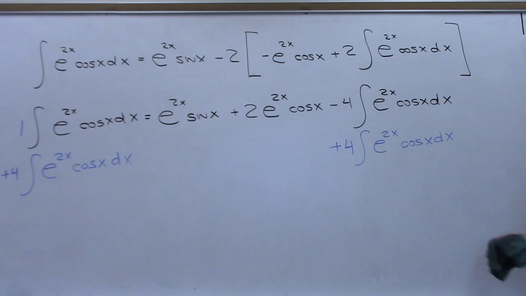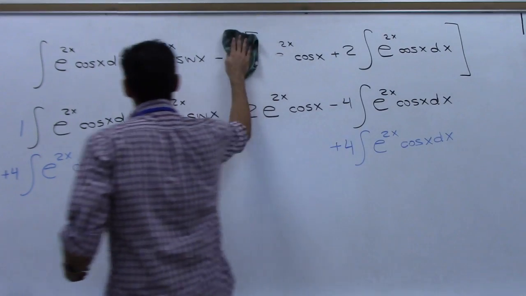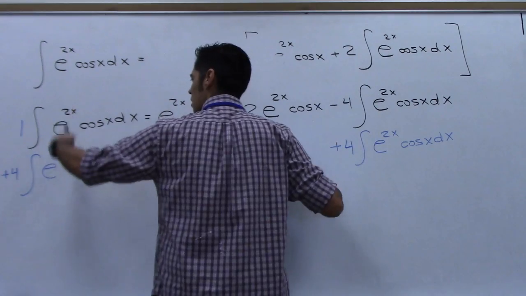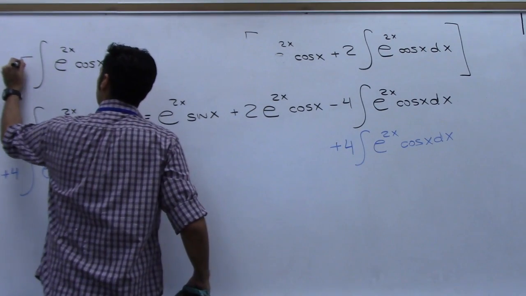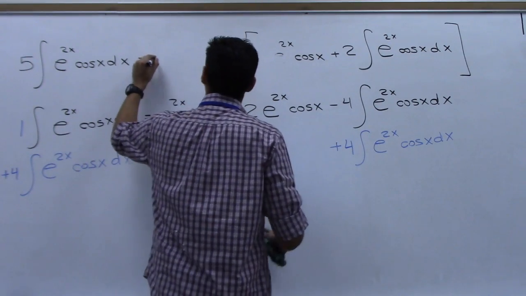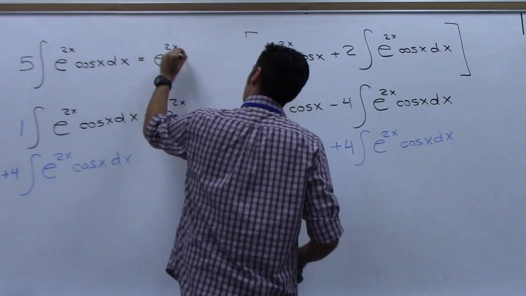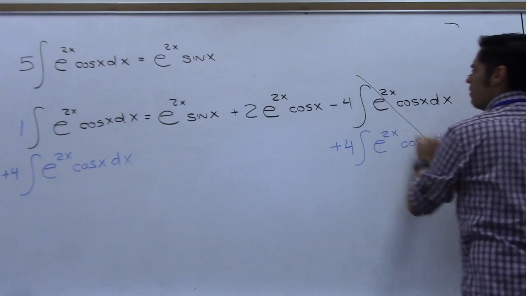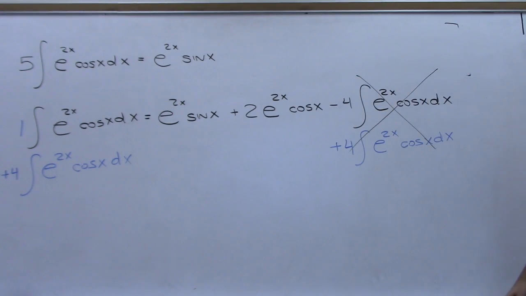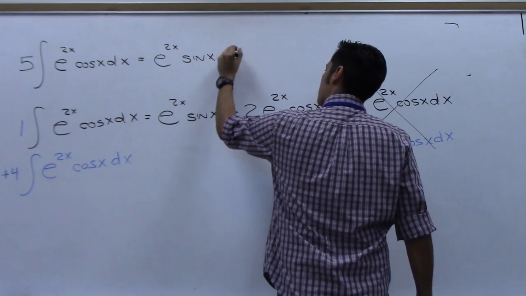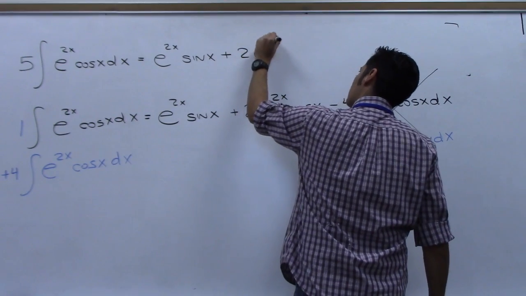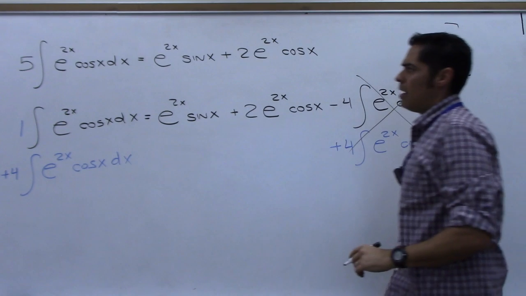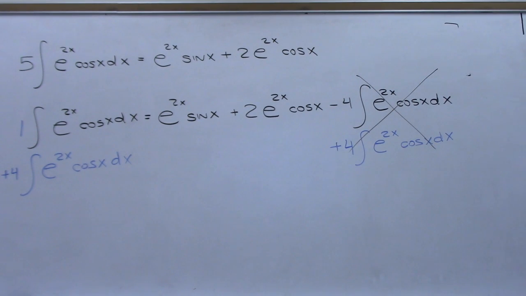So what we get is, how many of these integrals? 5, you said? 5 of these integrals is equal to e to the 2x sine x. This went away over here, didn't it? And then we have plus 2e to the 2x cosine x. And that's all I have, right? That's it?